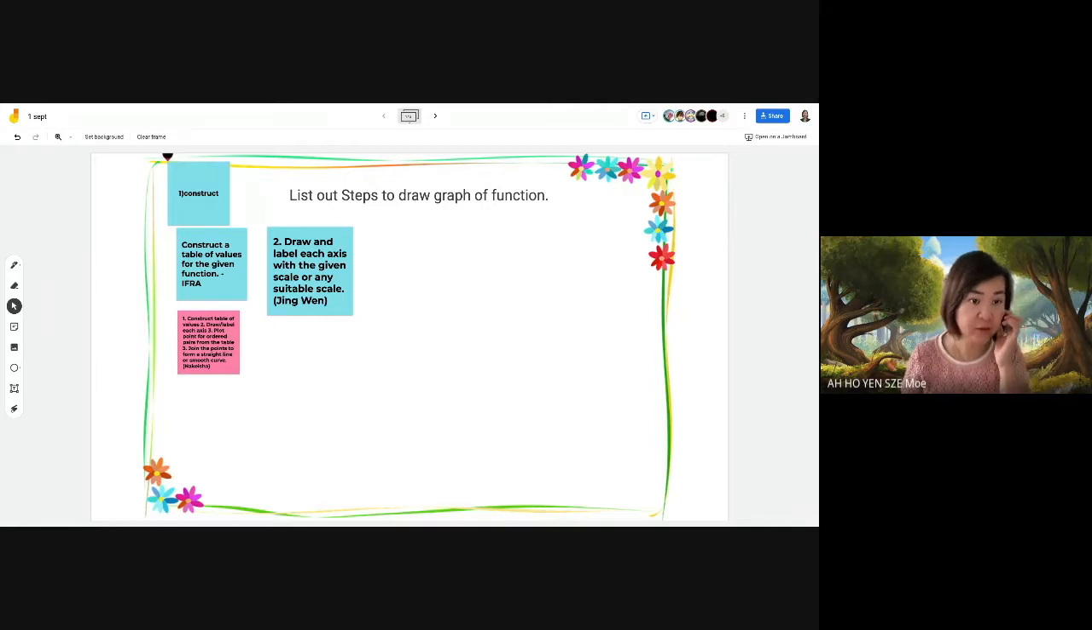Okay, the question is: list out the steps to draw graphs of functions. Recall the previous lesson. I already went through all the steps, right? Before you draw a graph, what should you do? List out all the steps. I gave you all the abbreviations, the shortcut, not the text or the alphabet, so it is easier for you to remember. So please respond.